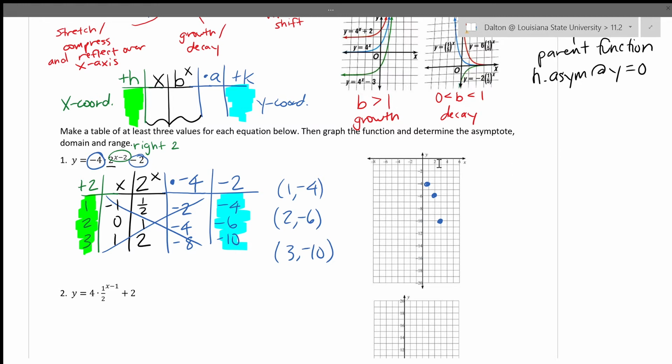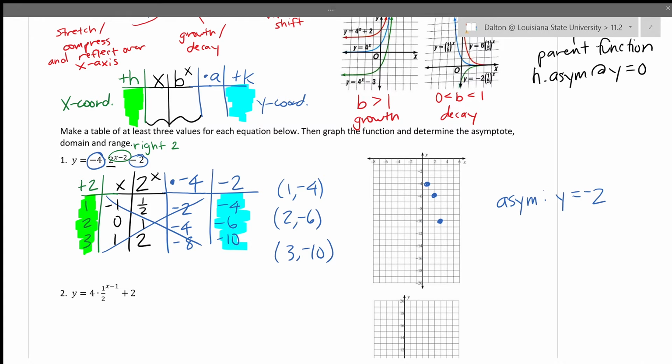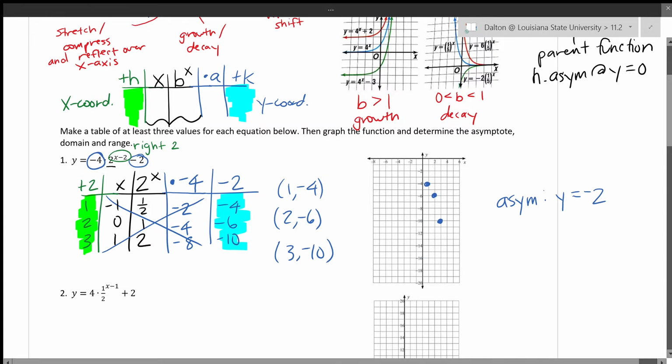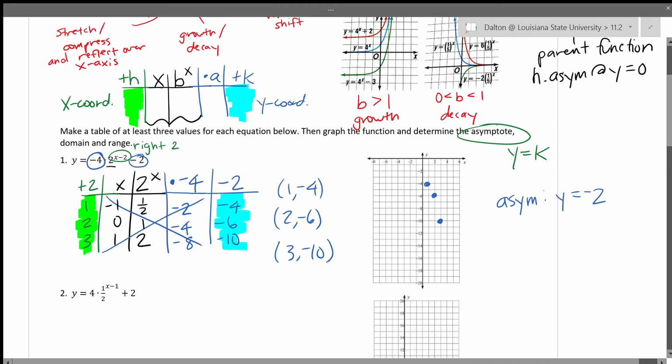Very good, Sebastian. Y equals -2. Because you shifted your original parent function from where it is downward 2. So your horizontal asymptote will be y equals -2. So here's the scoop. For every single one of these questions, your asymptote is going to be determined by your k value. So your asymptote will always be y is equal to k. In this case, y is equal to -2. So go ahead and sketch that asymptote first.